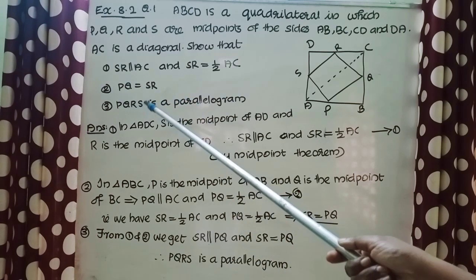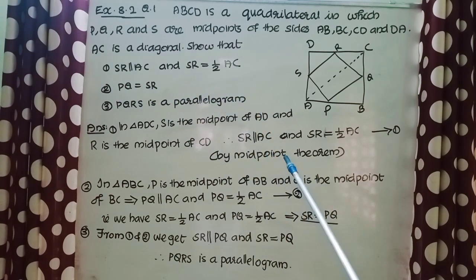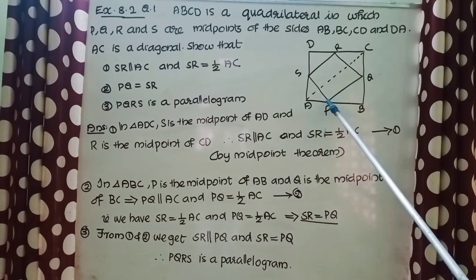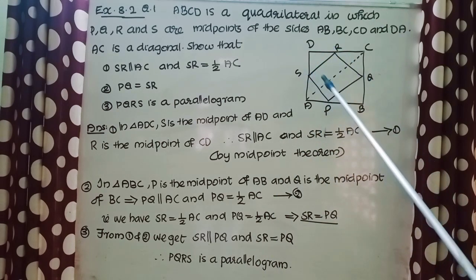Third question is to prove PQRS is a parallelogram. You see here we have written SR parallel to AC and SR equal to half AC. Here we have written PQ parallel to AC and PQ equal to half AC. So we can say this SR is parallel to PQ and SR equal to PQ. Opposite sides are equal and parallel. So we can conclude this PQRS is a parallelogram.